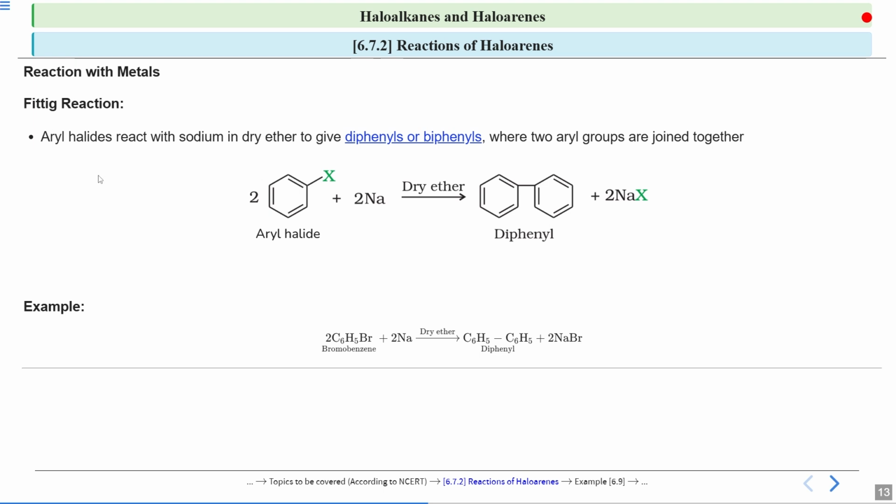So the major difference between the Wurtz-Fittig and Fittig reactions is that in the Fittig reaction we don't use an alkyl halide. We only use two molecules of aryl halide, and the product is formed by the joining of those two aryl rings. Meanwhile, in the Wurtz-Fittig reaction you add the aryl halide with an alkyl halide, and the final product is the aryl and alkyl groups joined together.